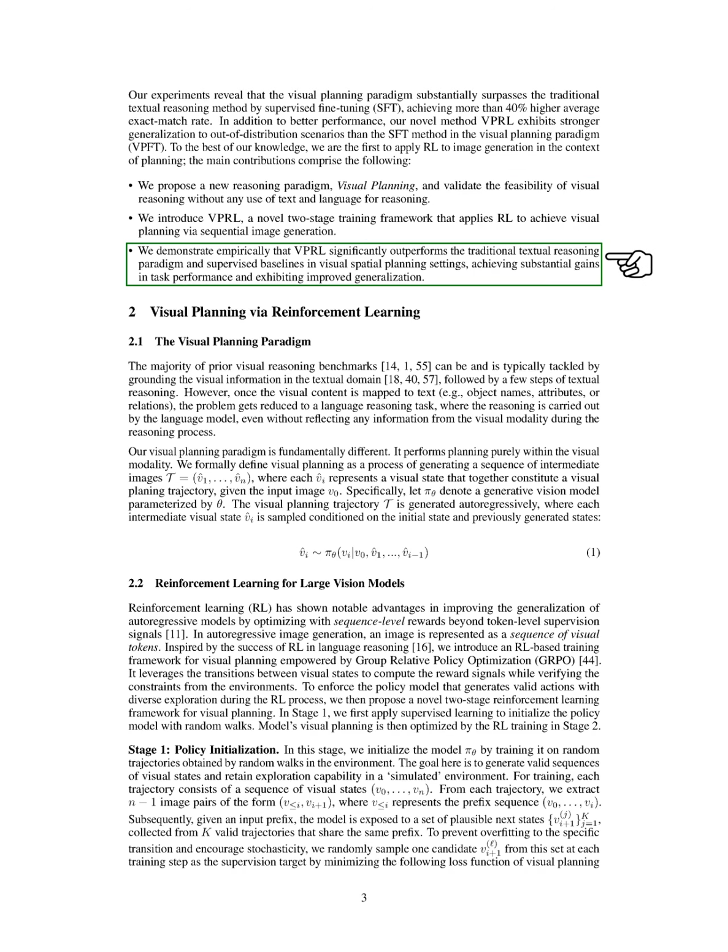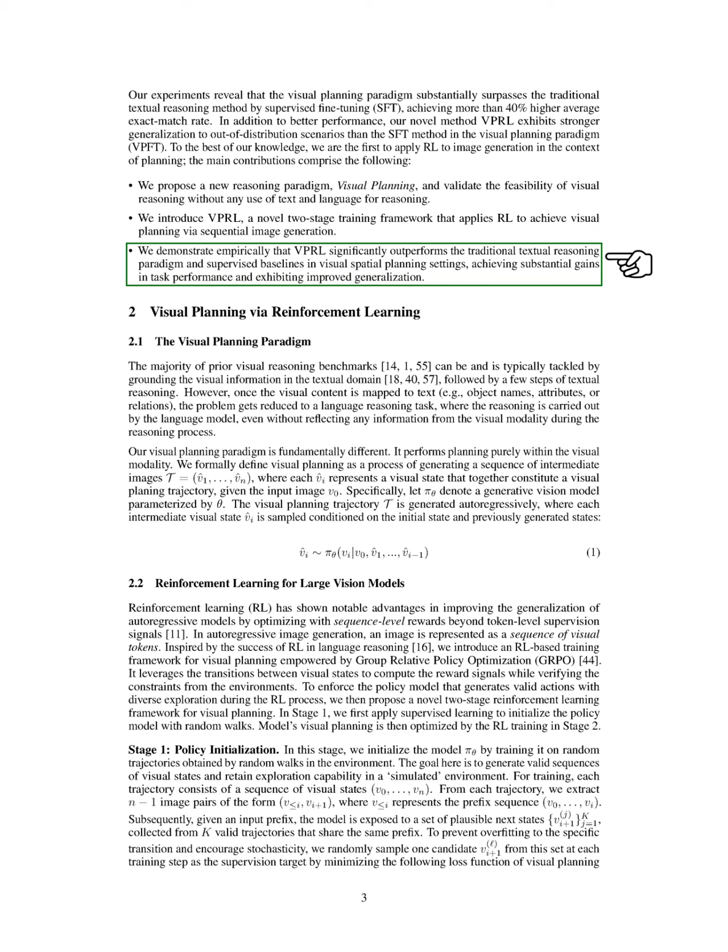Our contributions include the introduction of the visual planning paradigm, the VPRL framework, and empirical evidence that VPRL outperforms traditional methods in visual spatial planning tasks, leading to improved performance and generalization. Section Summary. In this section, we introduce a new reasoning paradigm called visual planning, which enables models to perform planning purely through visual representations without relying on text. We also present VPRL, a two-stage reinforcement learning framework that significantly outperforms traditional text-based reasoning methods in visual spatial planning tasks, demonstrating improved performance and generalization.